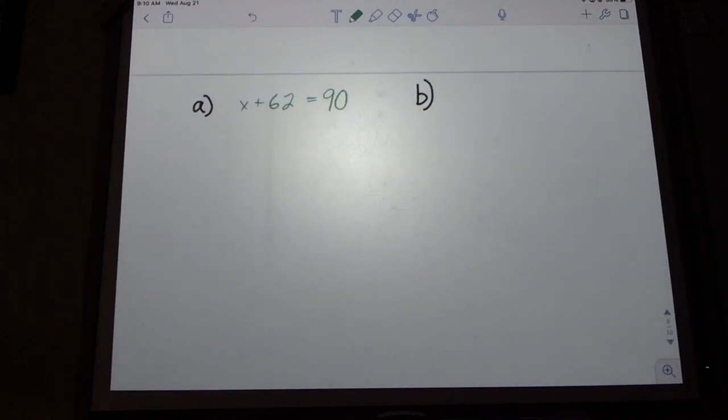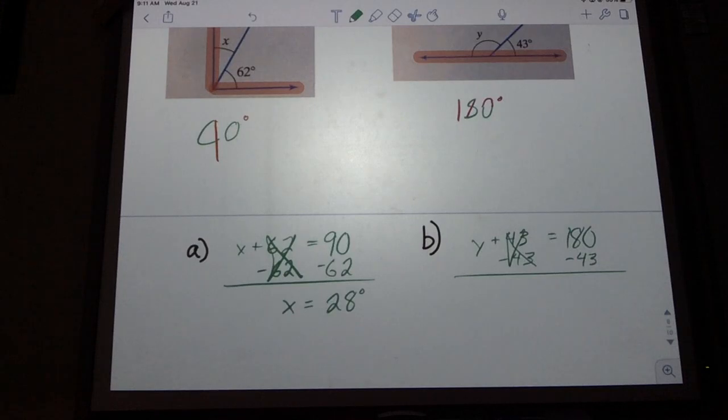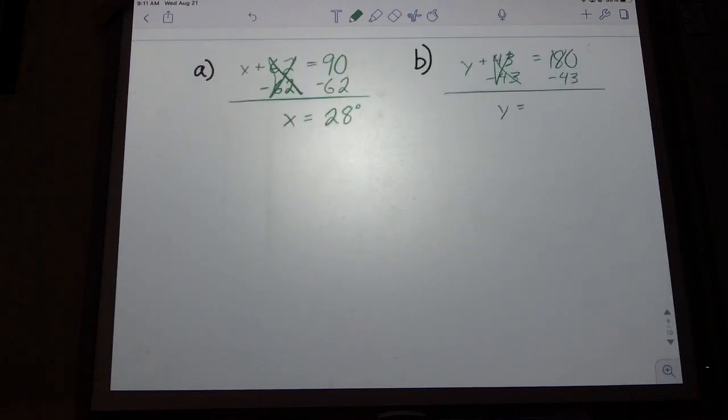Or we can write it below, which is how a lot of times it's written, like this. Minus 62 from both sides. This cancels completely, so x equals, what's 90 minus 62? 28. And then this is a straight line, so we know that it equals 180. So y plus 43. Again, we just undo what's happening to y. Y is adding 43, so we're going to subtract 43. So that's going to be, y equals, what's 180 minus 43? There we go. Okay, that's that first section.